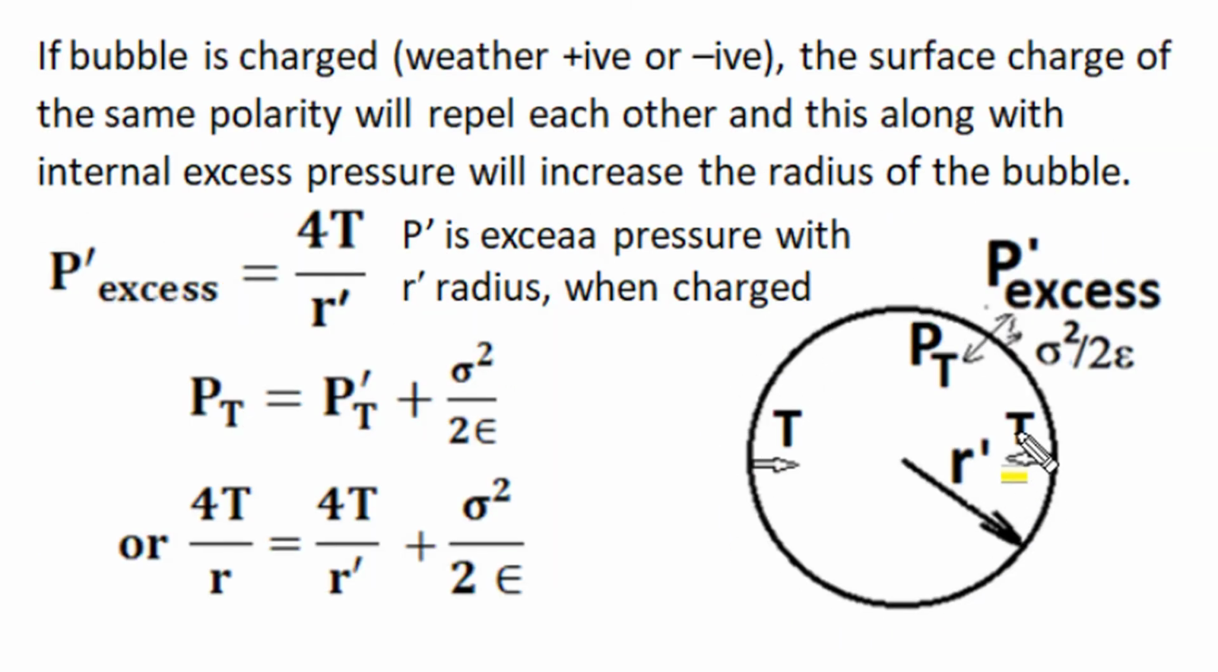If the flexible liquid surface of a bubble is charged, whether the charge is positive or negative, the surface charges of identical polarity have mutual repulsion, and by the repulsion action, the force on the surface of the bubble generates electrostatic pressure in the outward direction. For surface charge density sigma, since the bubble has a uniform spherical shape all over, the surface charge density is the same. So everywhere on the spherical surface, the electrostatic pressure exerted in the outward direction becomes sigma square upon 2 epsilon, where epsilon is the permittivity of the surrounding media.